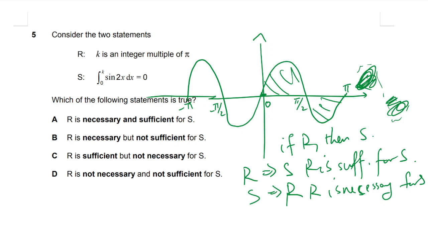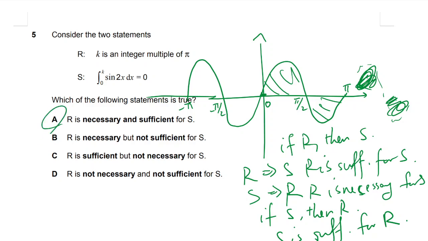How about down here? If S, then R. So S is sufficient for R. If S is sufficient for R, that means that R is necessary for S. So you see the relationship between these things; they could switch roles in some way. All right, so final answer: they both imply each other, so the answer would be A. R is necessary and sufficient for S.